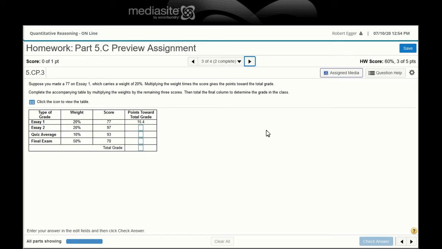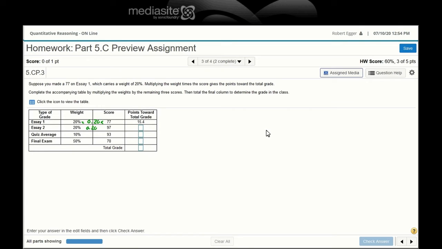Now let's do a weighted average score. Again, essays. So we had Essay 1 and Essay 2, both at 20%, the quiz is 10%, and the final exam is half your grade. Again, all we need to do is change my percentages to decimals. So let's prove that. 0.2 times 77 should be 15.4. And it is.